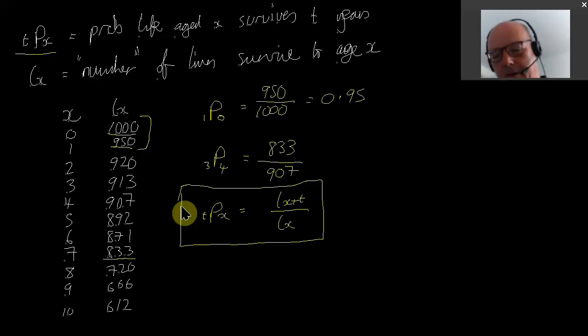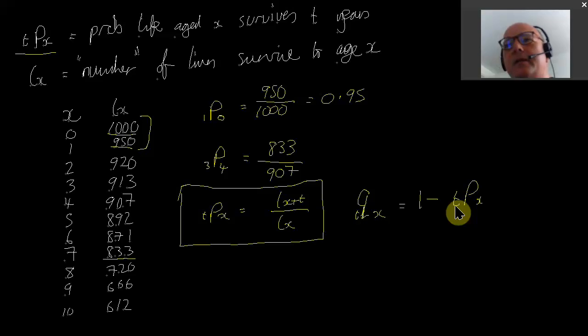And on a related note, the notation TQX is the probability that you have died in that period, or the life aged X has died in that period, which is simply 1 minus TPX for obvious reasons, and a lot of actuarial math really is that easy. It's just thinking about it in simple terms like that. Okay.